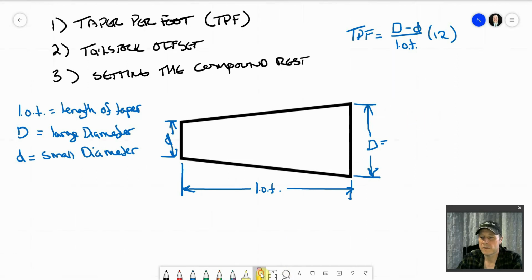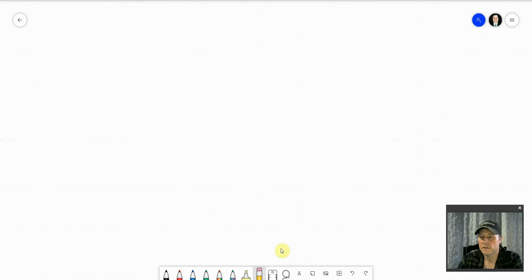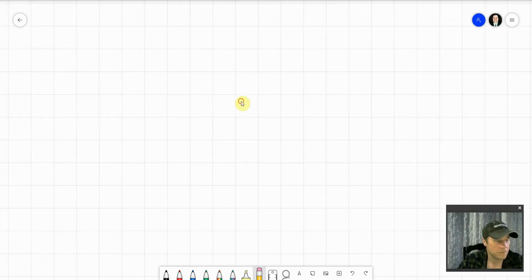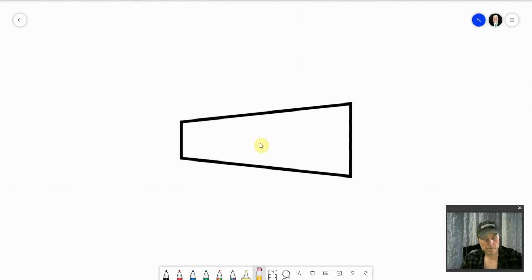Let's do this. Let's clear our canvas, and let's Control V. It's gone. Just grab it here. All right. Let's go to tailstock offset for a moment.